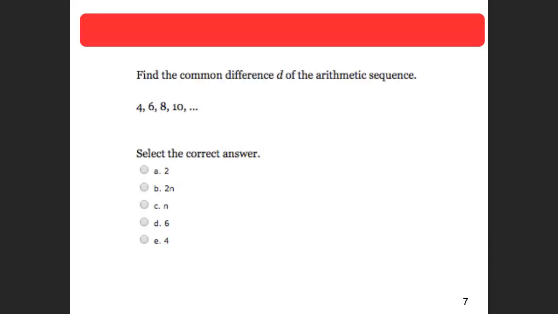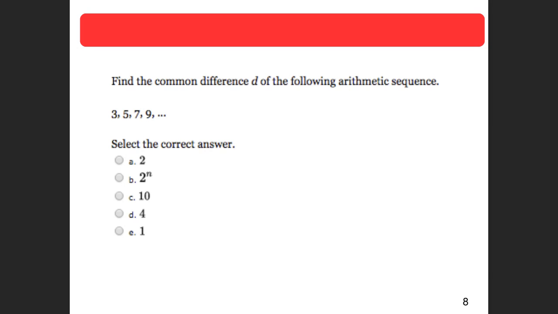Let's take a look at this week's practice. It says find the common difference, D, of the arithmetic sequence 4, 6, 8, 10. It's always going up by 2, so my D value is 2. That is the difference, the distance between each point. Problem number 2 says find the common difference of the following arithmetic sequence: 3, 5, 7, 9. It looks like it's going up by 2 also, so I'm going to go with 2 again.